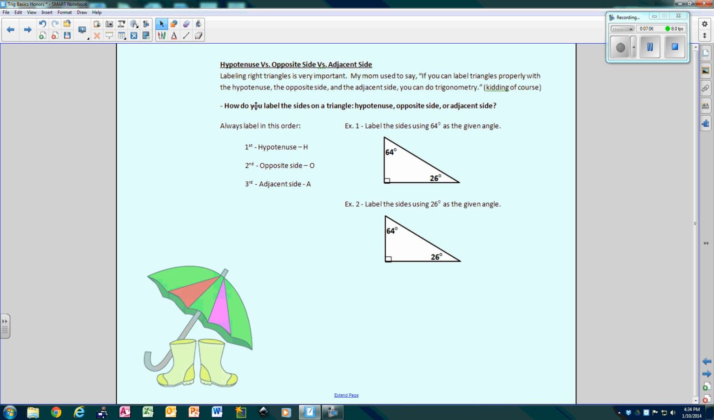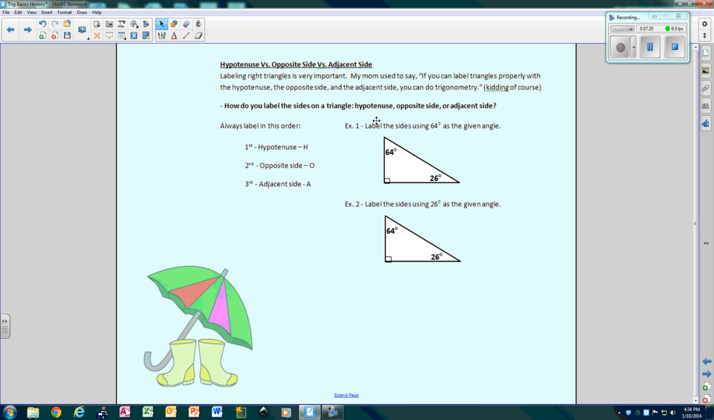So what about hypotenuse versus the opposite side versus the adjacent side? Labeling right triangles is very important. My mom used to always say, if you can label triangles properly with the hypotenuse, the opposite side, and the adjacent side, you can do trig.